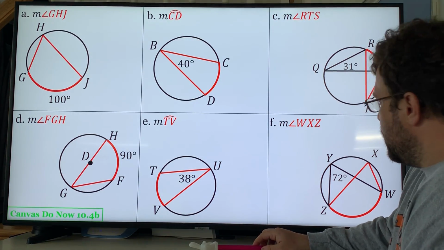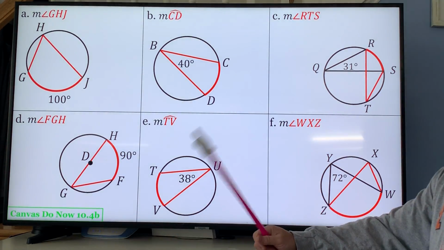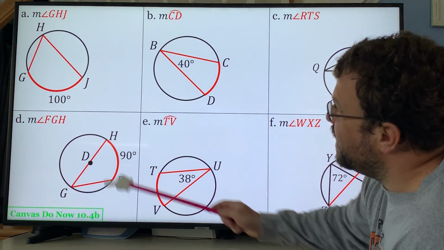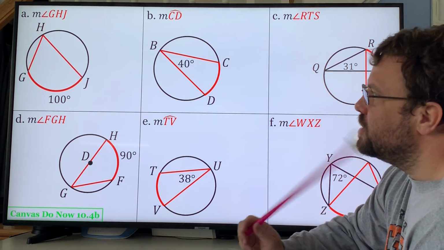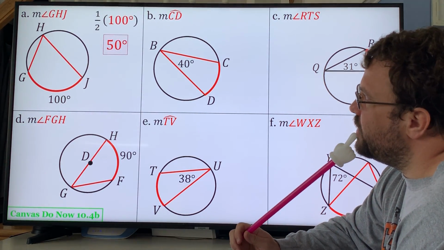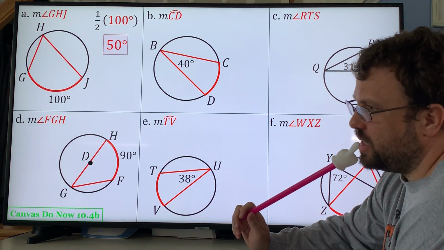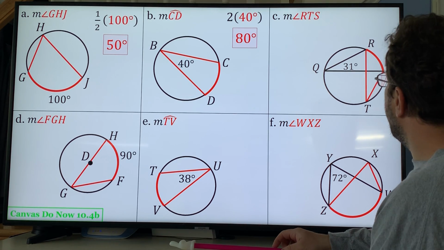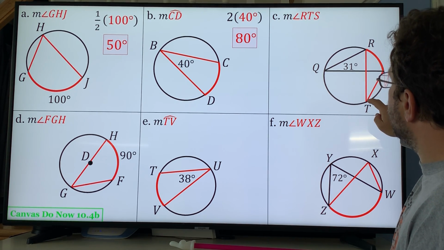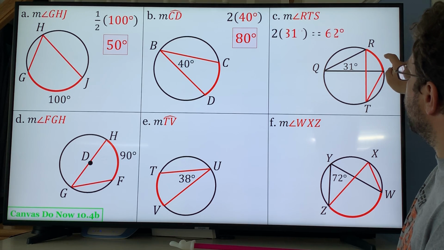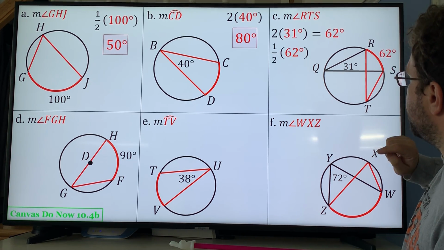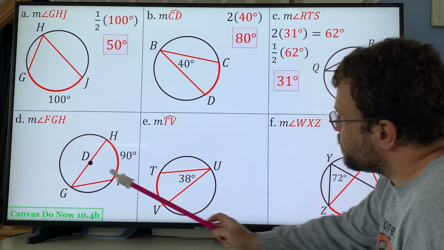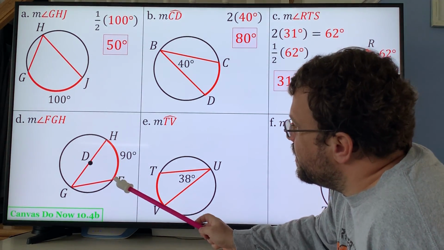All right. Another do now, 10.4b. Find the measure of GHJ. I gave you a lot of hints here. I gave you all the colors. So that is half of 100, which is 50. Find the measure of CD. 2 times 40, which is 80. All right. RS. See, find this angle. Well, this is 31. This is 62. And this is half of 62, which is 31. Share the same arc, congruent angles.